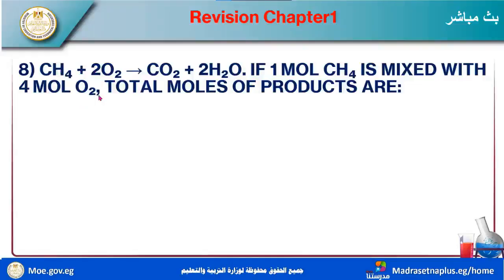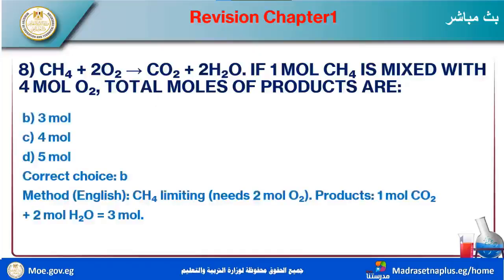You have 2 moles consumed, and the remaining oxygen is O2. Now, the question: total moles of products are. You can predict that: CO2, 1 mole, 2H2O, 2 moles, and we have 2 moles of oxygen remaining. Now we discuss the equation: 2 plus 1 plus 2, 2 plus 1 is 3 plus 2 is 5. So the answer is what? I'm sorry, this is 1.